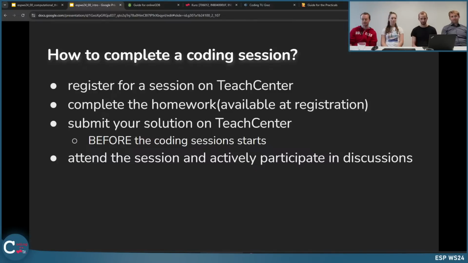And are the coding sessions mandatory? Yes and no. You don't get the points when you don't attend, but you will still be able to pass the course. If you don't want to attend the coding sessions, so it's 3 times 4 points, you will only be able to reach 88 points. If that's fine for you, that's okay. It's also fine for us. But if you want to have these points, you need to participate in the coding sessions.